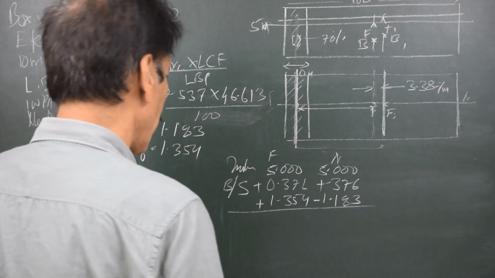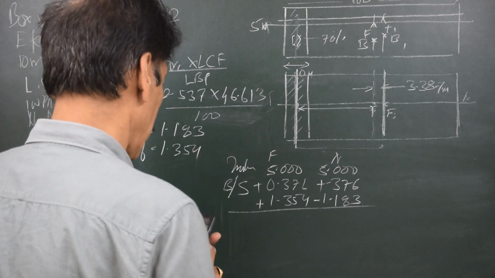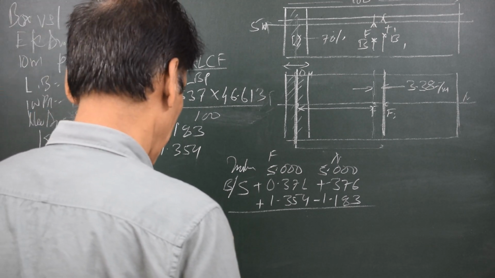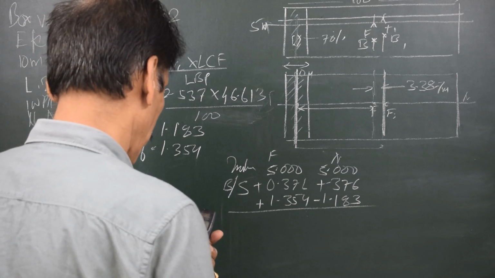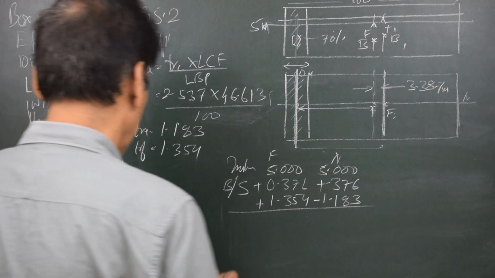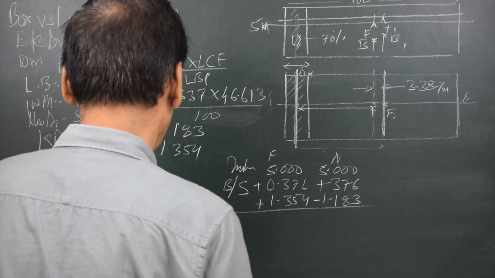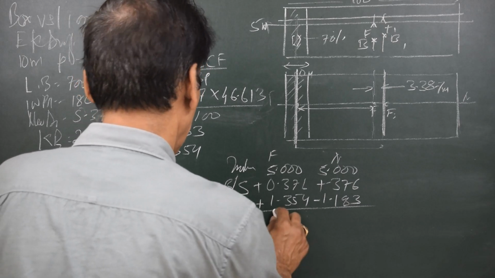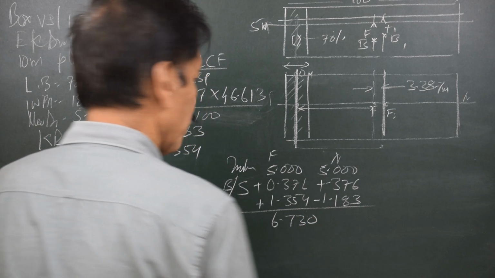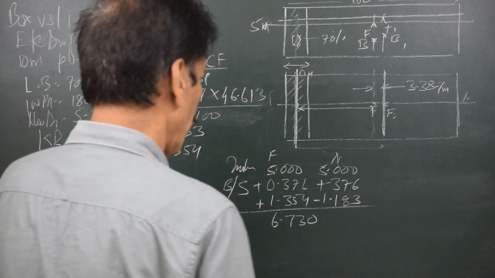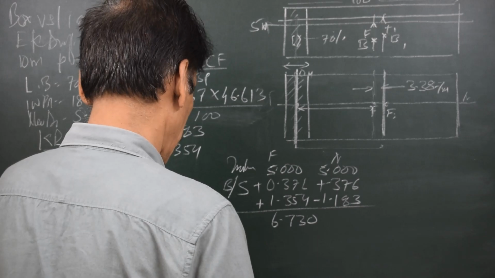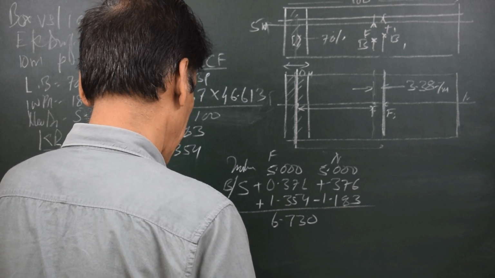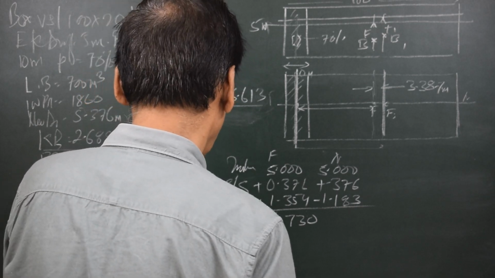So let us see what are the final drafts. It is 5 plus 0.376 plus 1.354. The total is 6.730. And let us see what is the aft draft. That is 5.376 minus 1.183 gives me 4.193.